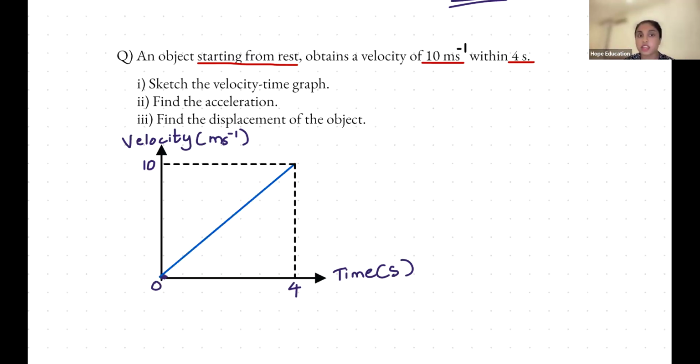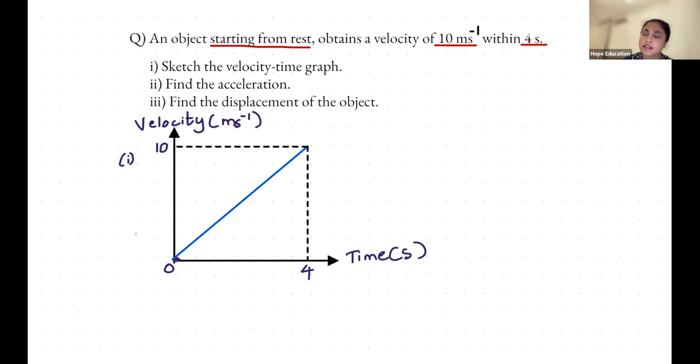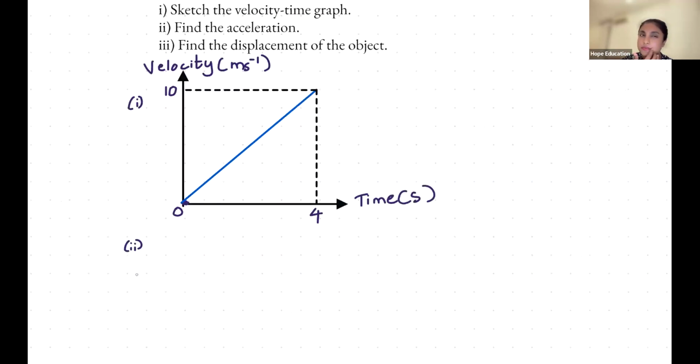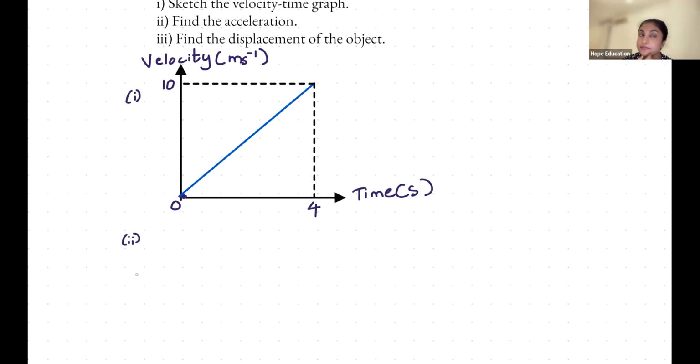It doesn't have to be perfect. You don't have to measure, but of course you have to use a ruler and draw straight lines. So that is my first answer. Second one, find acceleration. How do we find the acceleration from a velocity time graph? Now you know already. We did it a few minutes ago. Find the gradient.